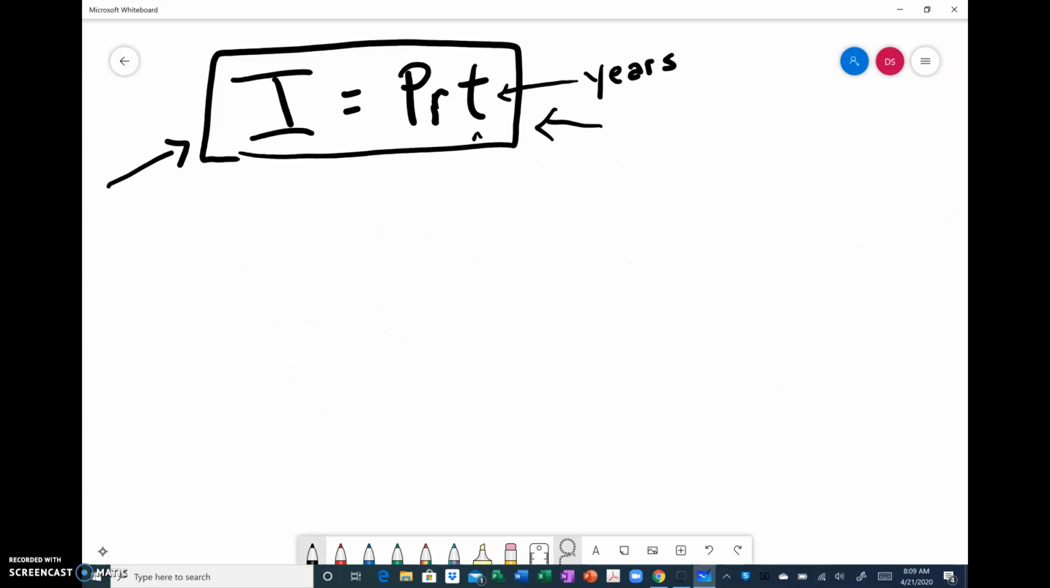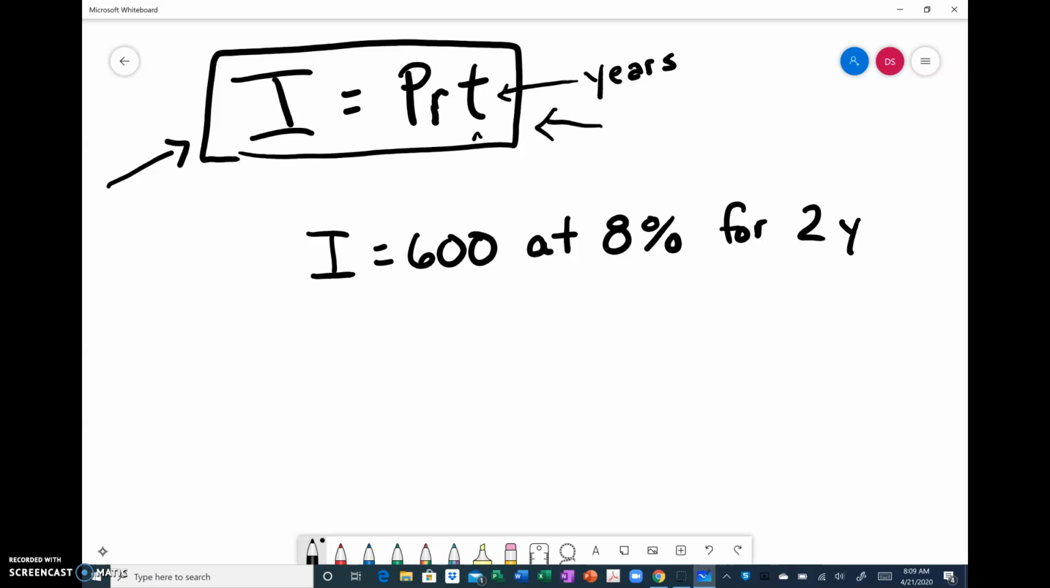Okay, I'm going to give you one more gift of a problem, and it is the same kind of thing. Find the interest if the principal is $600 at 8% for 2 years. So pause it, work that out, come back if you get the right answer. 600 times decimal form of 8% times 2. All we got to do, 600 times 0.08 times 2 equals 96. Should be the interest earned on that principal.